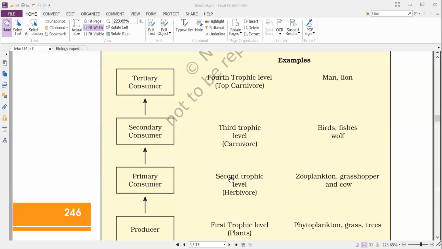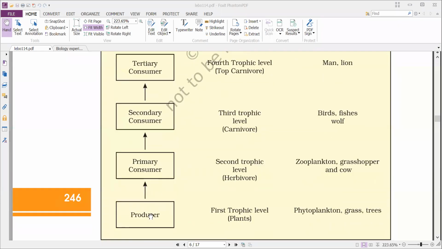You can see here, producers belong, okay, the plants, it may be the phytoplankton. If you take an aquatic ecosystem, in that we'll find phytoplankton, we'll find small algae and small plants. And if you take a terrestrial ecosystem, you'll find types of plants, grasses, herbs, shrubs, trees. Like this. So they all fall into one trophic level, that is the producers.